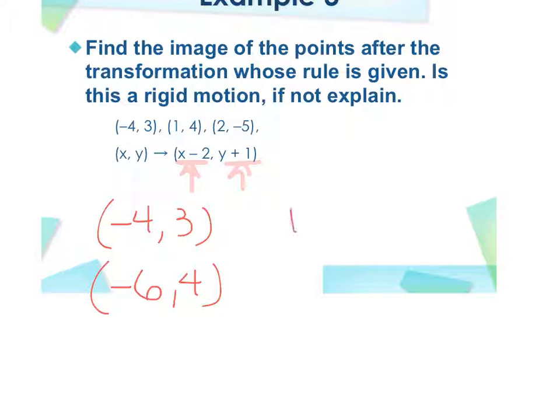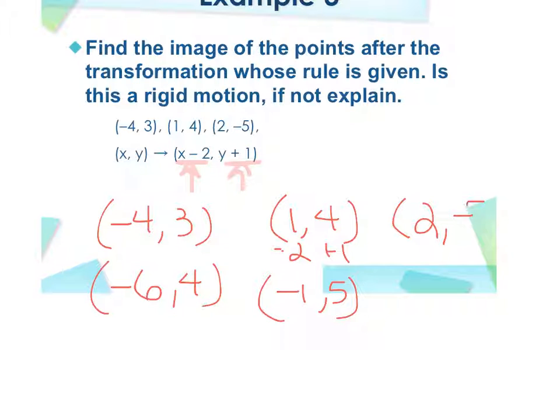Then if I take the next order pair, the 1, 4, and I subtract 2, I get -1. And if I add 1 to the y, I get 5. And then if I take the last one, I'm going to be subtracting 2 and adding 1, so I get 0, -4.